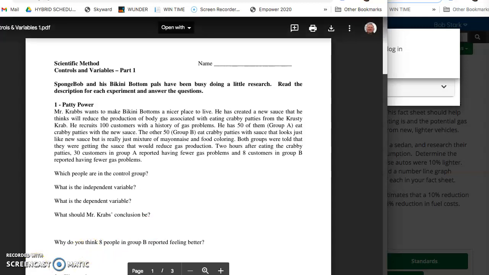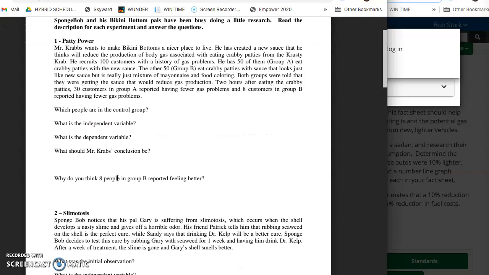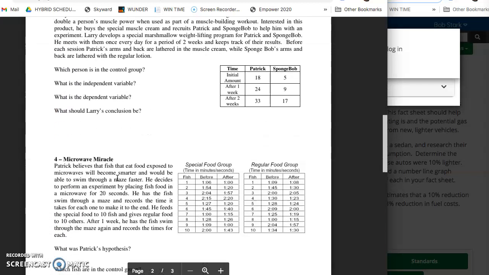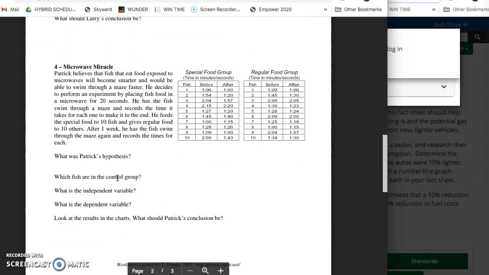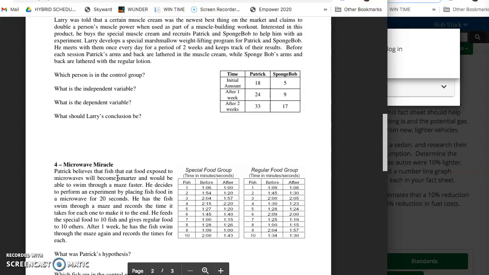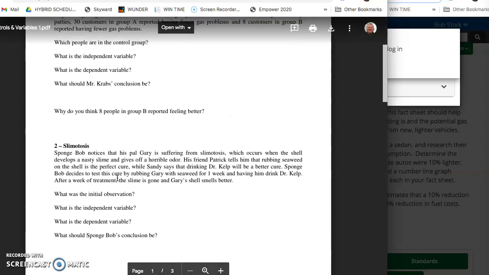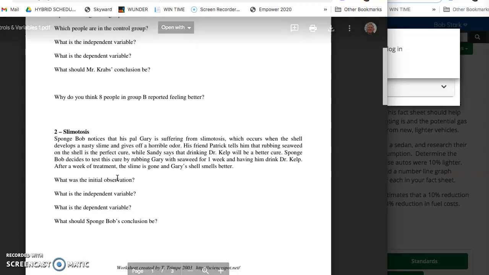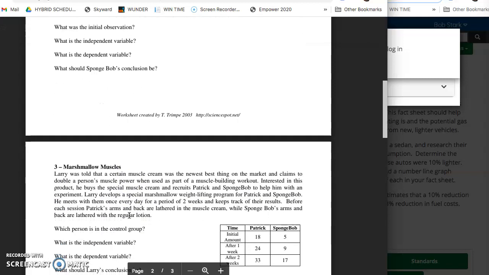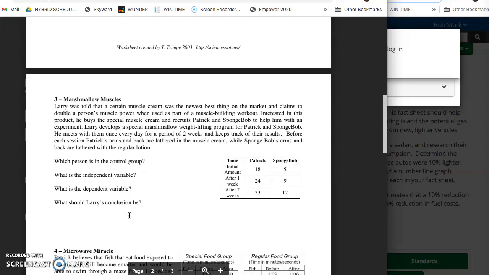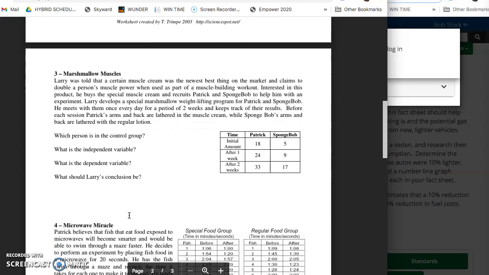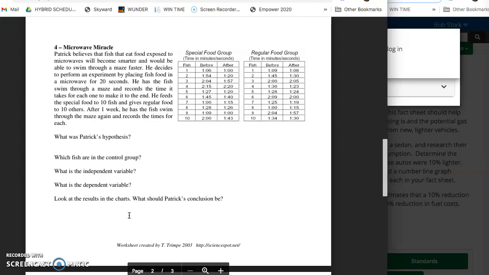So for the rest, there's 3 more of these scenarios: slimatosis and marshmallow muscles, and then the microwave miracle. All of these are very much the same thing. They want you to make your observations, identify the variables, and what's the conclusion. What's your control group? What's your variables? What's the conclusion? Same thing here.